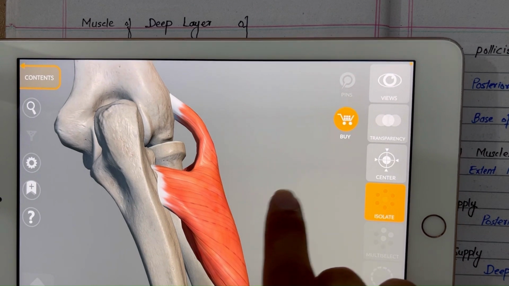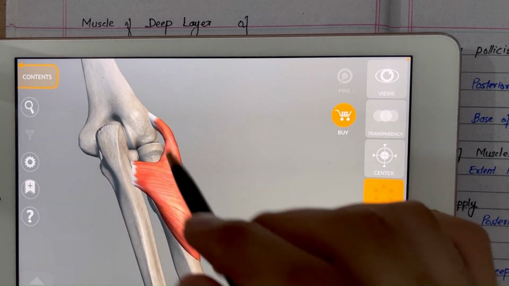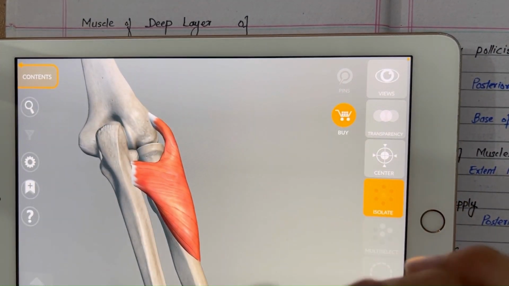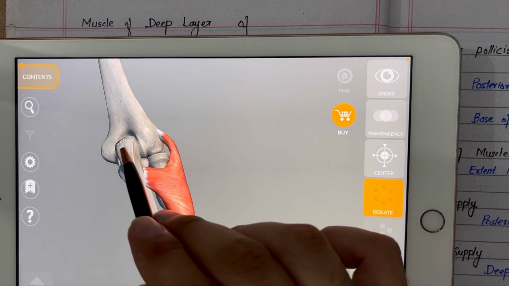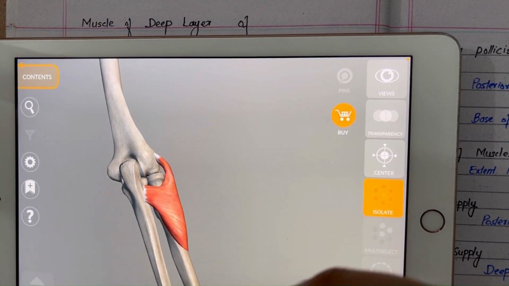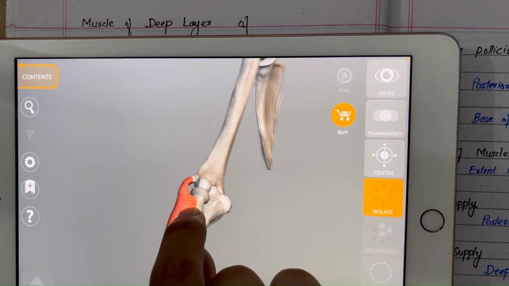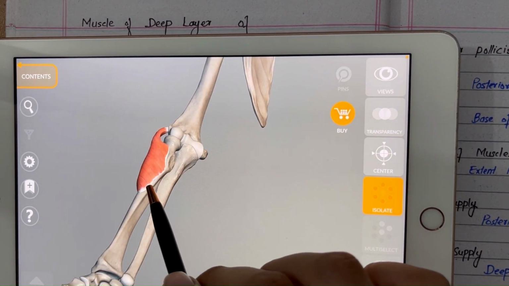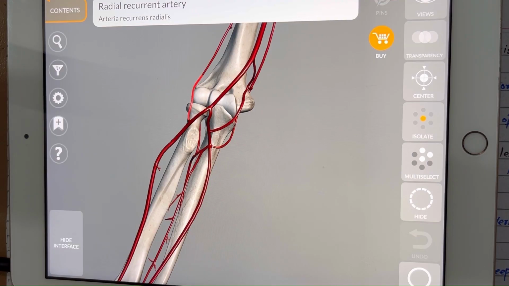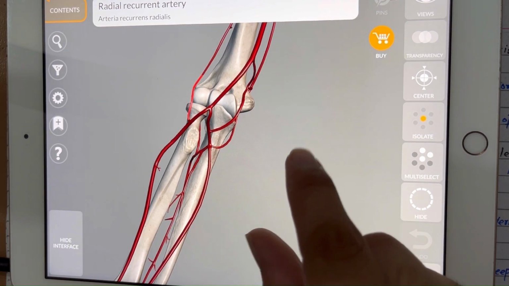Student, the supinator muscle, as you can see, originates from the lateral epicondyle of the humerus bone and the ulnar bone. Student, this muscle moves around the radius bone and inserts into the neck and the shaft of the radius bone.